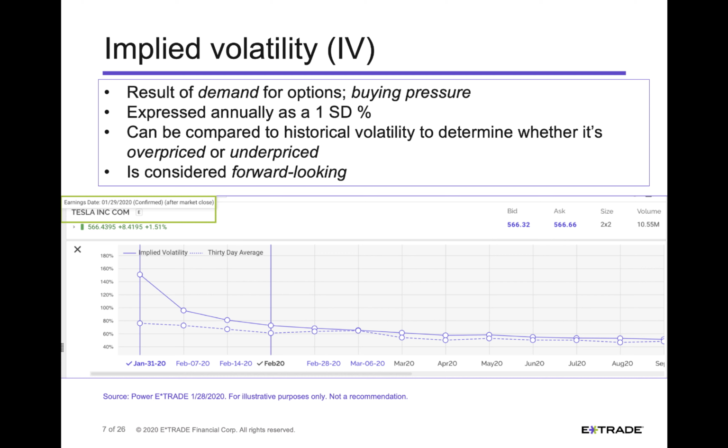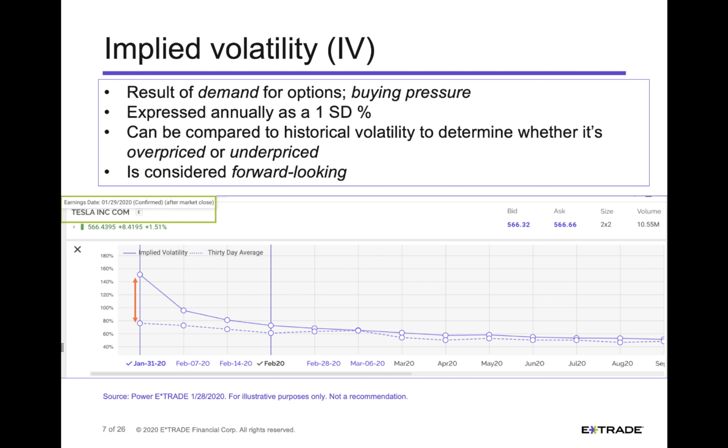Okay, so I'm looking at Tesla, and you can see I'm on Power E-Trade here. You can see there's an E next to Tesla Inc. Com. That indicates that there is earnings within the near future here. So sure enough, I took the screenshot January 28th, and the earnings were coming out after the market closed on January 29th. Now, what I want to point out is that as I'm looking at the option chain, you can see down below I've got options expiring January 31st, February 7th, February 14th, February 20th, so on and so forth in the Power E-Trade option chain.